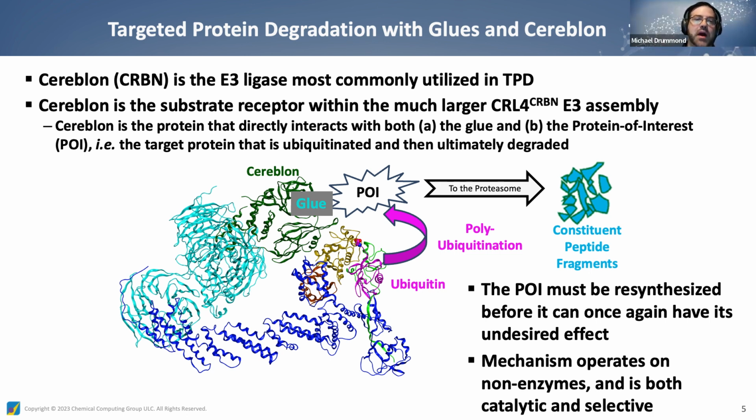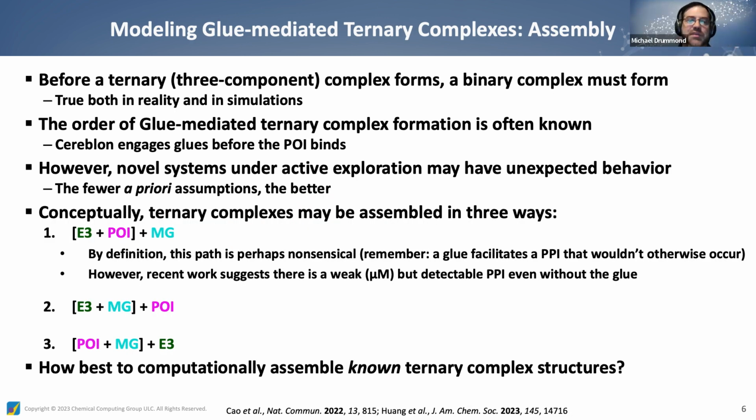Now, the main component that I'm going to be interested in modeling within Mo is that ternary complex, that 3 component. And to make our life simpler, we're really going to talk about those 3 components being the glue, the protein of interest, and then rather than this whole mess of proteins, really just the substrate receptor at the end, such as cereblon right here.